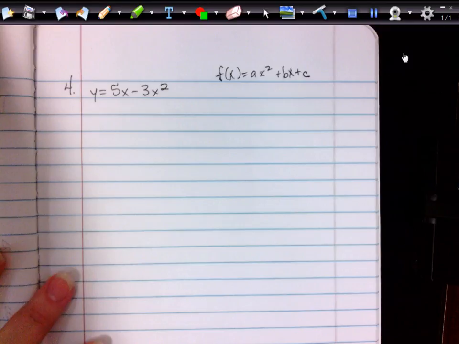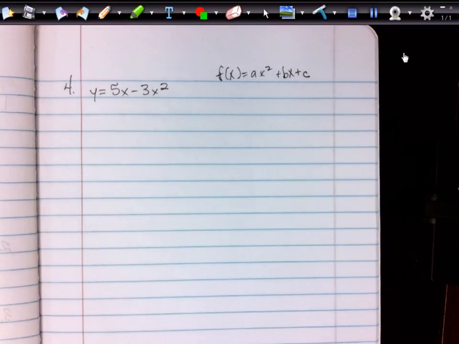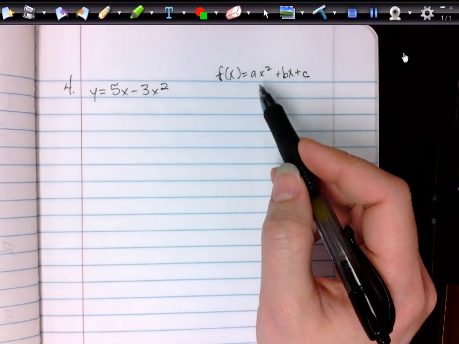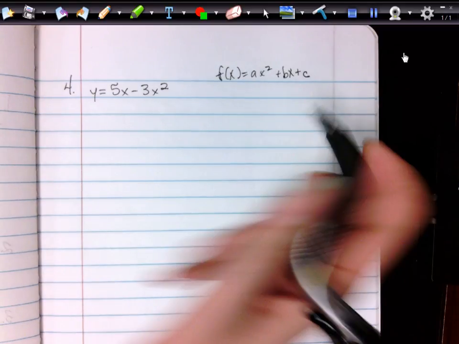All right, number 4, go ahead and get this down. It's y equals 5x minus 3x squared. This one's already solved for y, but I can see very quickly that it's not in the right order. It's not in descending order, and it needs to be in order for me to have it in the right form. So I'm going to just change the order here.